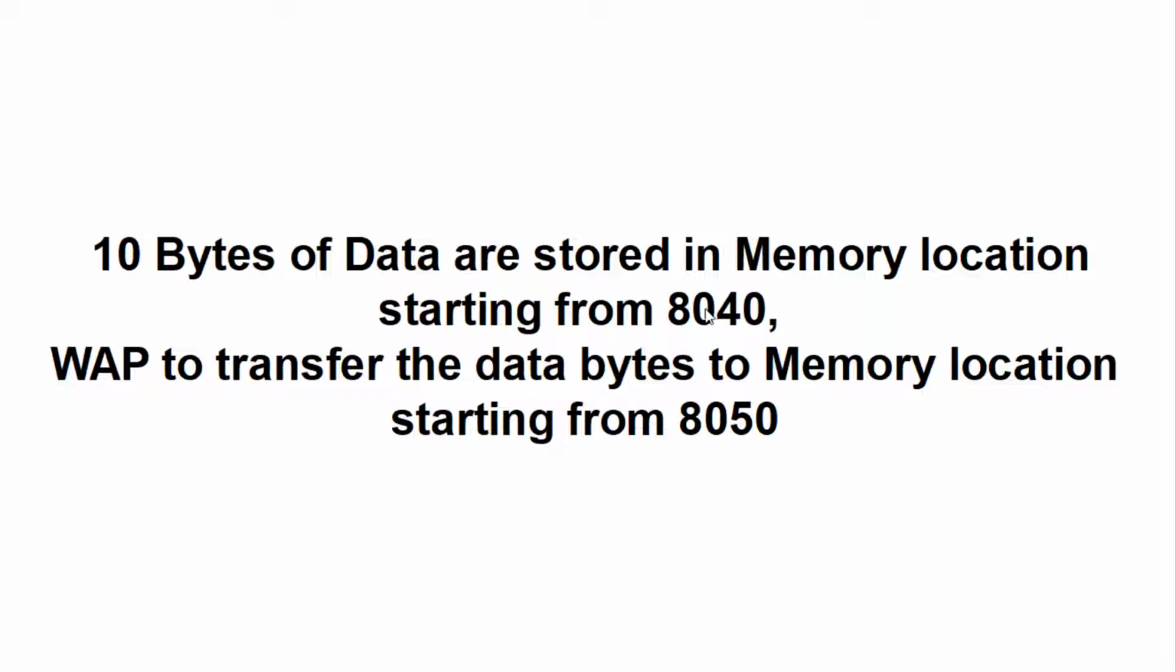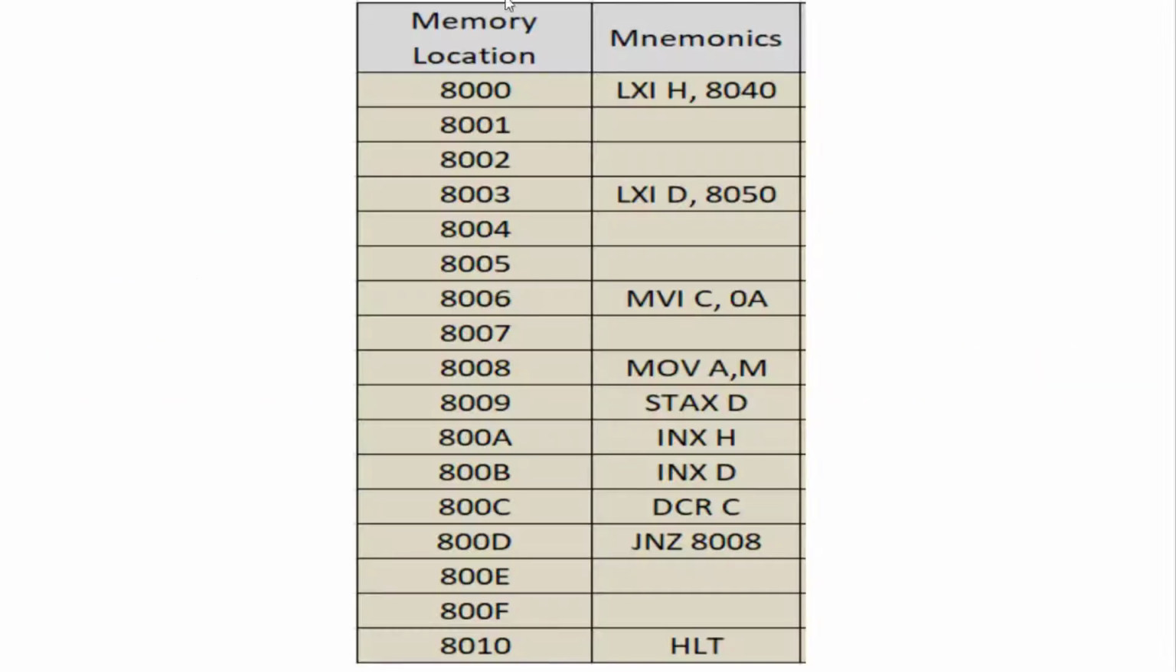So we have to transfer the data bytes to memory location starting from 8050 to 8059 in such a way that whatever is in 8040 gets stored to 8050, from 8041 to 8051, and so on up to 8049 to 8059. So this is the program.